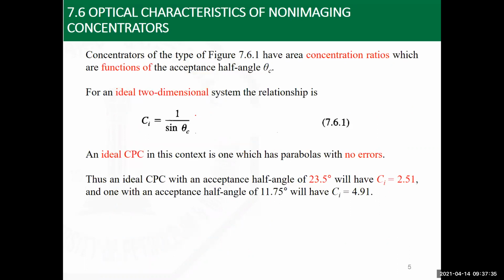The concentration ratio for our case is 1 over sine theta c. Theta c again is the acceptance angle. So if you have an acceptance angle of 23.5, then you are going to have a concentration ratio of 2.5. If the acceptance angle is 11.75, then the value of the concentration ratio is going to be almost 5. So it depends on how you design your acceptance angle, and accordingly you can expect the concentration ratio that you are going to get for your system.